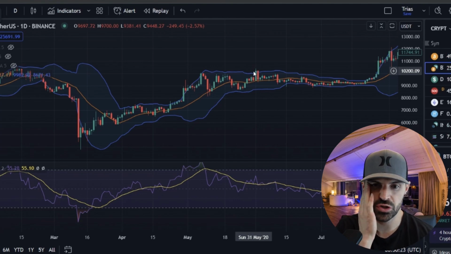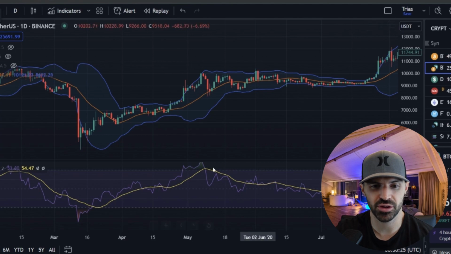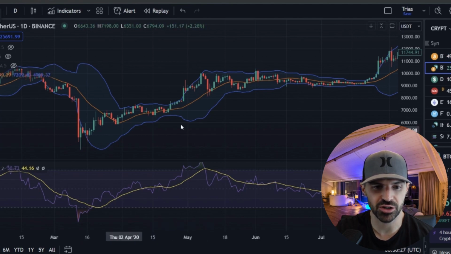So only use the Bollinger Band strategy with the RSI, and only make a trade when it's very much oversold or very much overbought. So that's your video on Bollinger Bands.